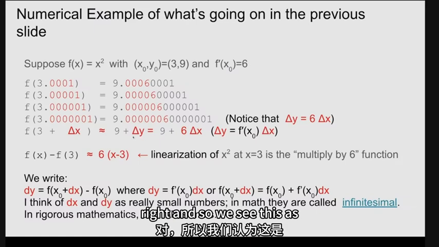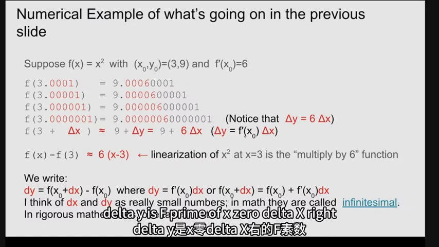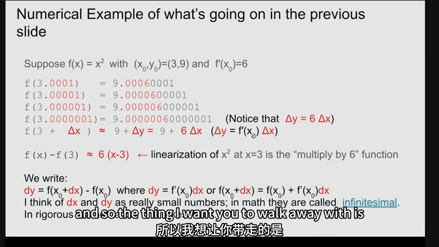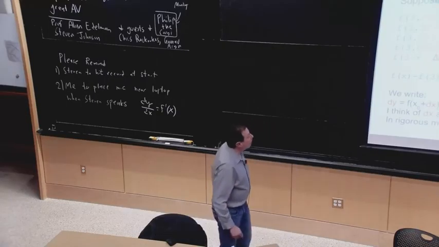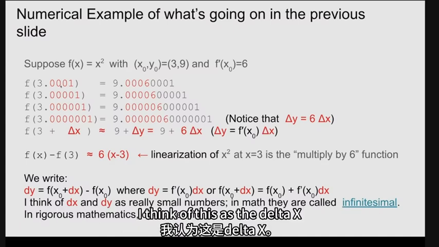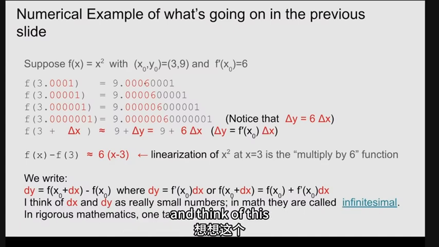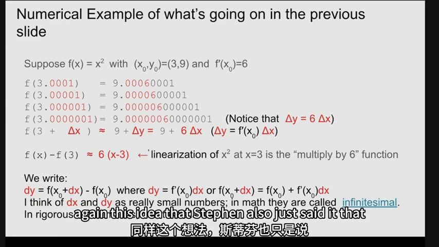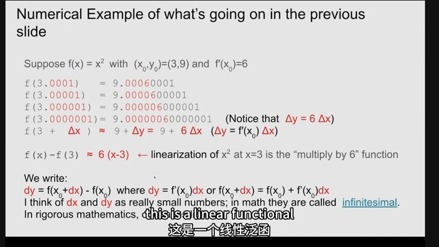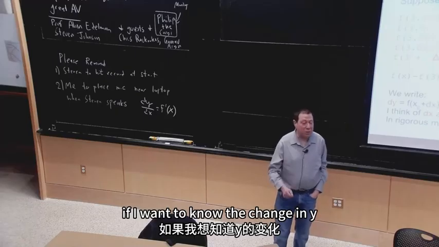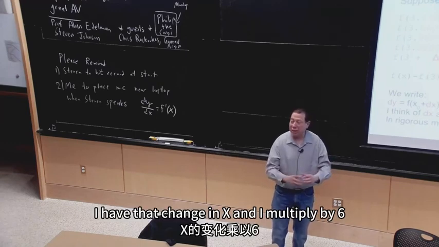And so we see this as delta y is f prime of x0 delta x. Delta y is 6 delta x. The thing I want you to walk away with is that I want you to look at these numbers, like this one here. I think of this as the delta x, and think of this red part here as the 6 delta x. So again, this idea, which Stephen also just said, that this is a linear functional. This is the function that multiplies by 6. If I want to know the change in y, I have that change in x, and I multiply by 6.